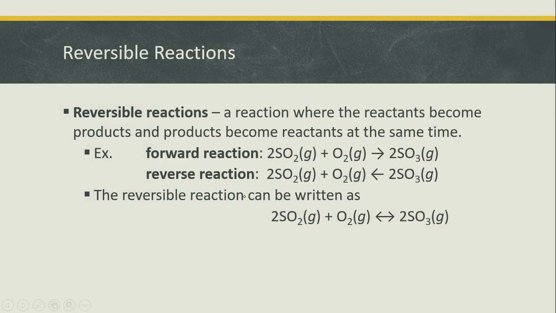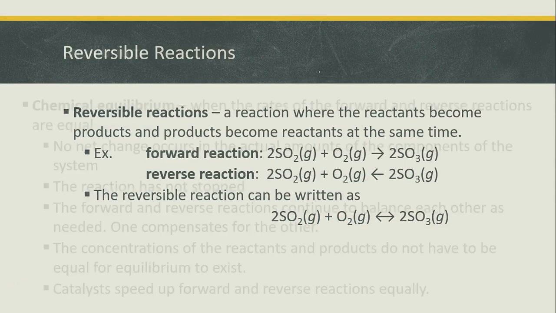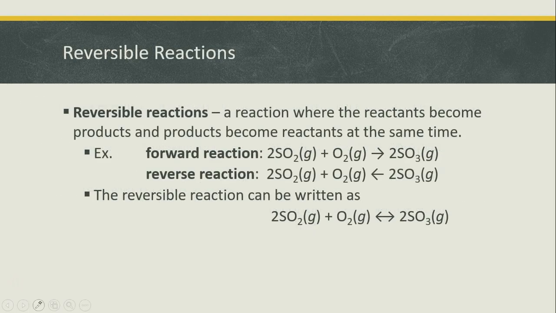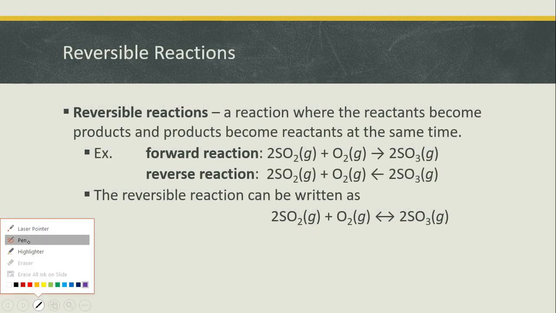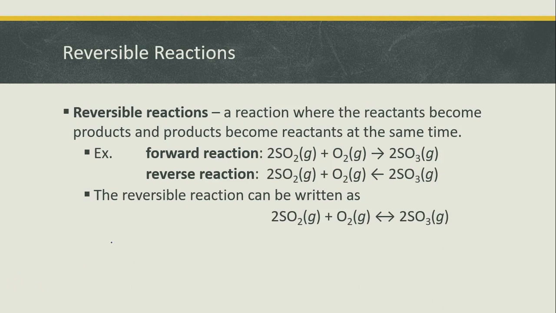So first of all, let's look at reversible reactions. We have been looking at reactions that only have one arrow. We've been looking at things that only have one arrow that point to the right. So we'll have reactants on the left and we'll have products on the right. Well, today we're going to look at something that's called a reversible reaction.